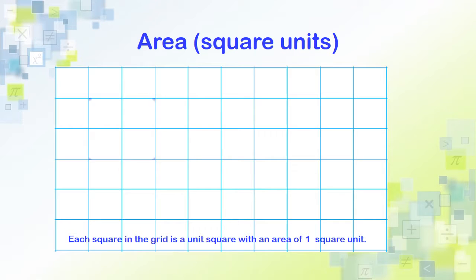So for example, the square here shown in blue covers an area of 4 square units. The rectangle here shown in green covers an area of 8 square units. And finally, the triangle shown here in brown covers an area of 2 square units.